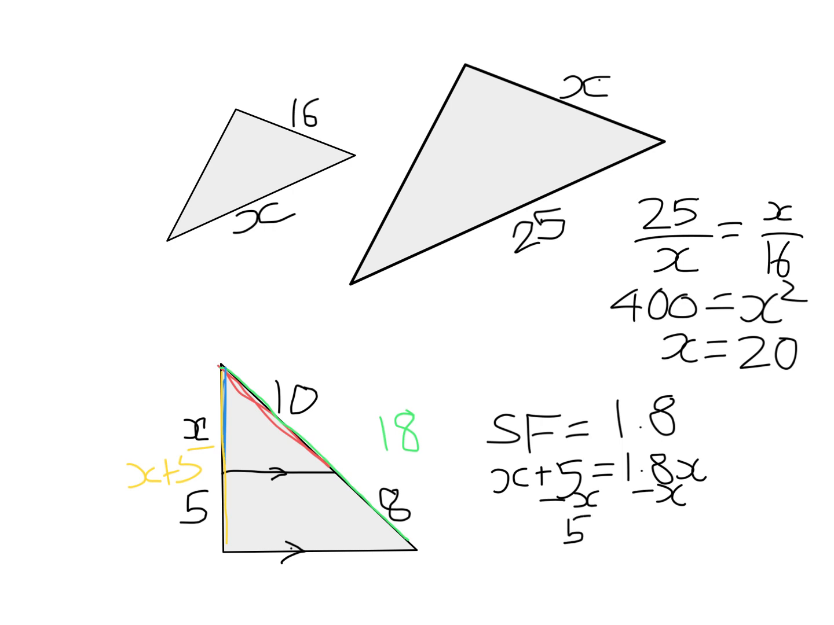I'm left with 5 equals 0.8x, because 1.8 minus 1 gives 0.8, and x is just going to be 5 divided by 0.8. And then you can use your calculator for that. You get x equals 6.25.